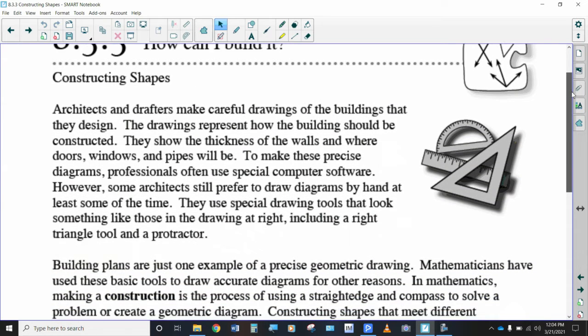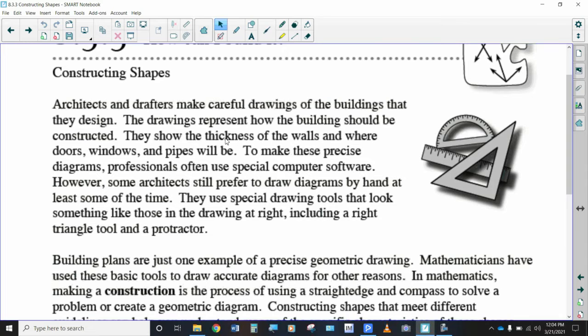It says architects and drafters make careful drawings of buildings that they design. The drawings represent how the building should be constructed. They show the thickness of the walls, where the doors, windows, and pipes will be. To make these precise diagrams, professionals often use special computer software. However, some architects still prefer to draw diagrams by hand, at least some of the time. They use special drawing tools that look something like those drawn on the right. So this is a protractor. That's a square, basically, because you get the right angles here, and then of course a ruler.